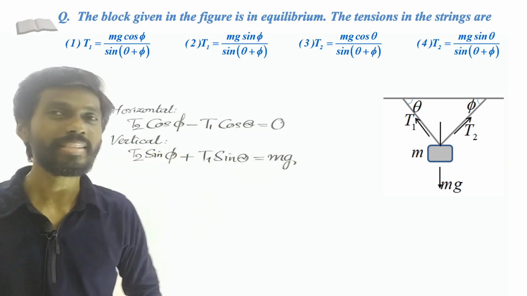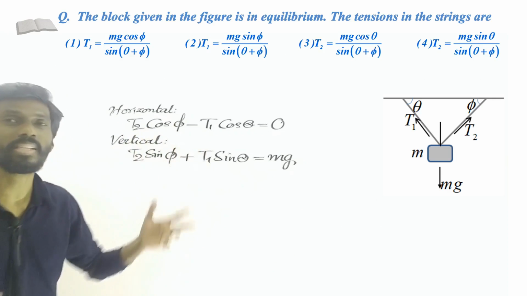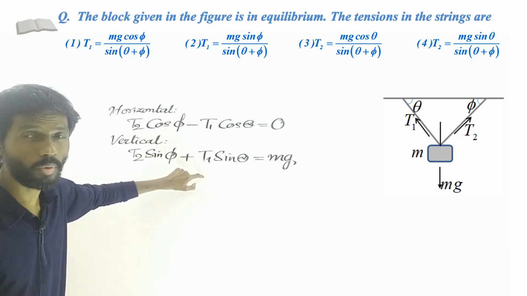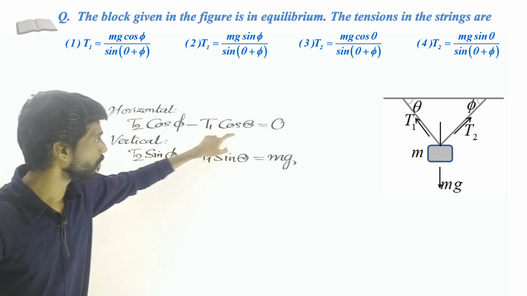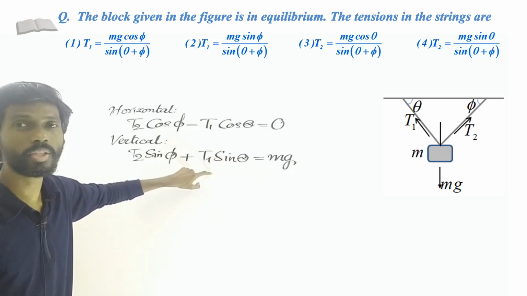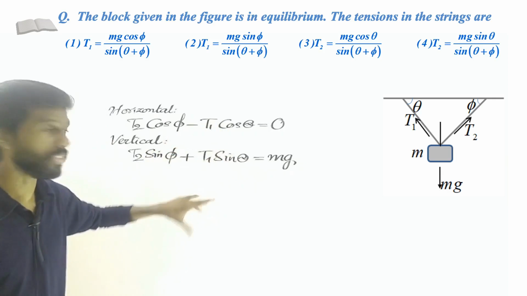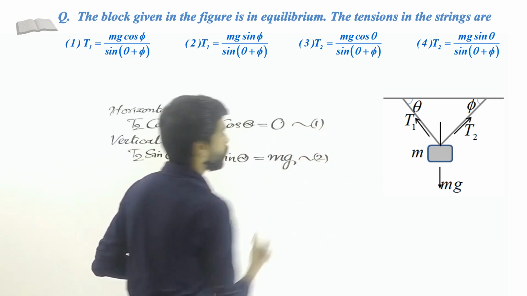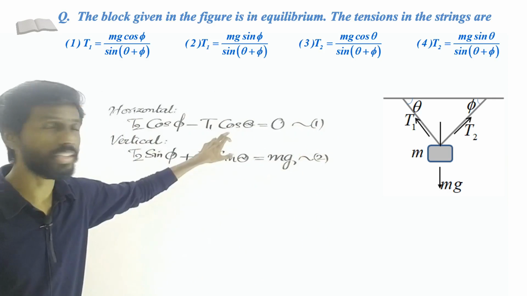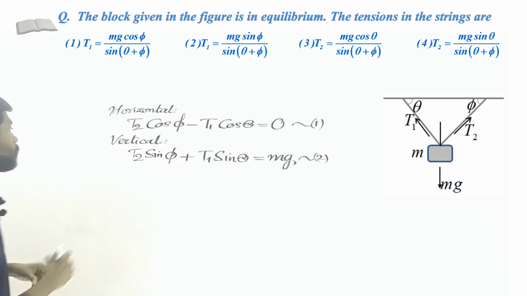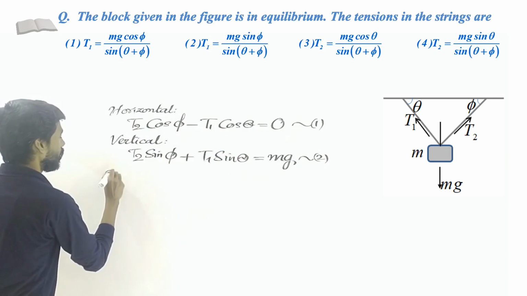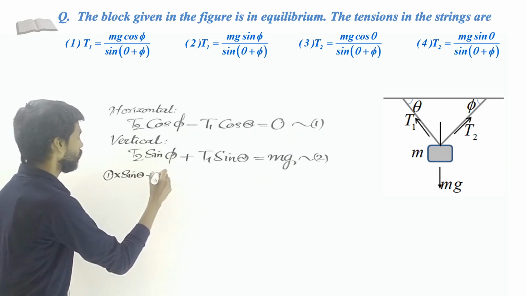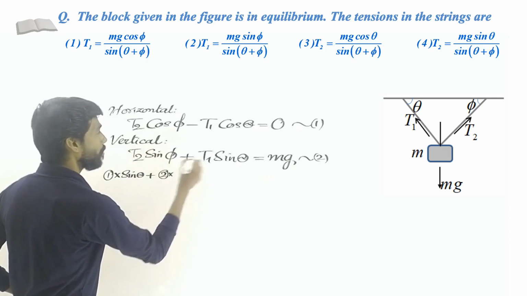How will you solve? It is like two equations in two variables, right? So simultaneous equations, we know how to solve it. We have to eliminate one of these values. Let us eliminate T1. Take this as equation number 1, this is equation number 2. So multiply the first equation by sin theta, the second by cos theta, and add these two equations. So T1 terms will cancel.